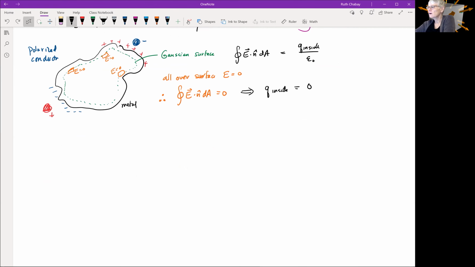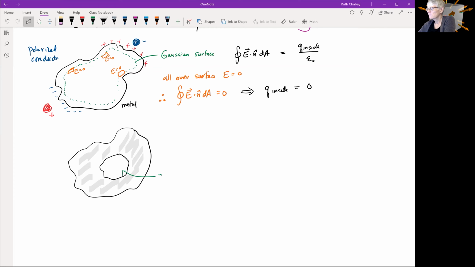Okay, so let's try a slightly more complicated situation. Let's do the same thing, but now let's make this piece of metal hollow. So we'll put a hole in our metal so that this is solid, but here is a hole. And let's do what we did before. Let's polarize it.